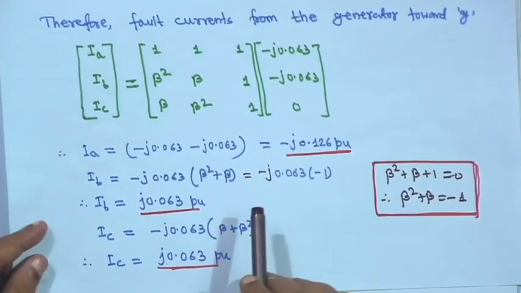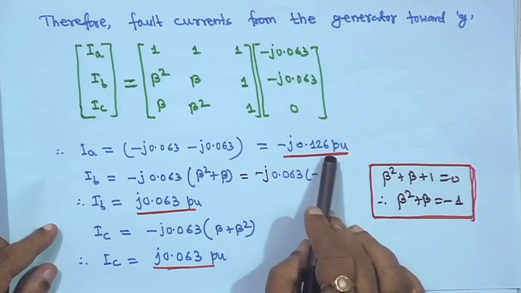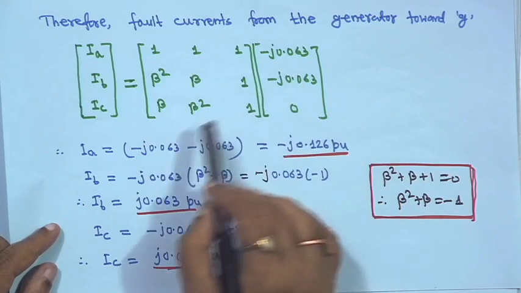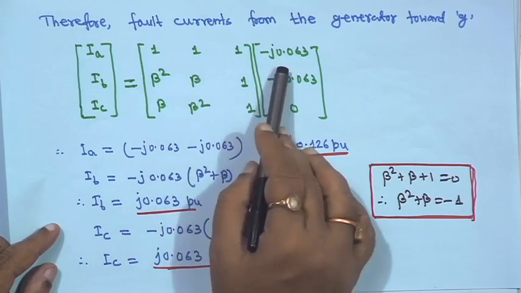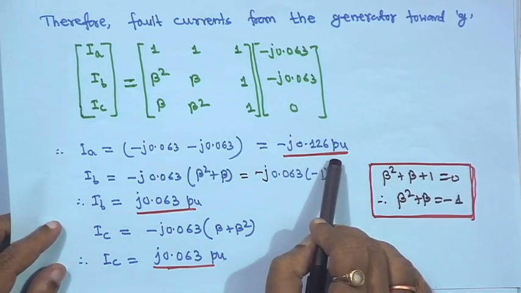So, if you simplify, then I_A will become minus j 0.126 per unit, because if you multiply this one into this one into this one into 0, you get minus j 0.126 per unit.